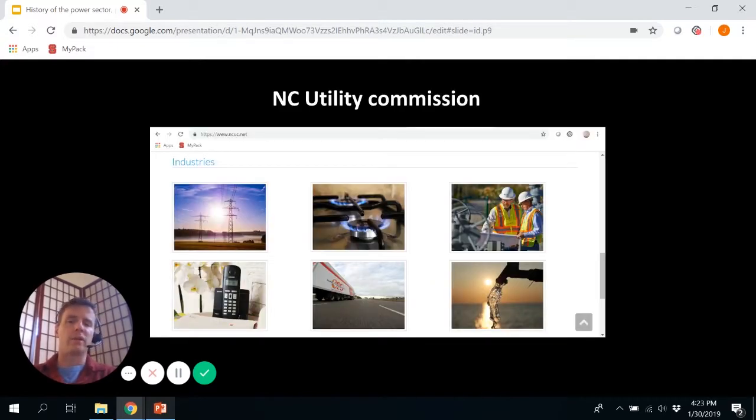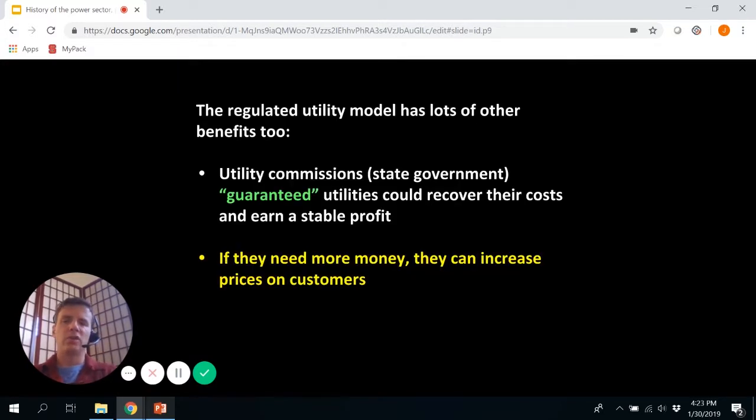And in North Carolina, the regulatory body that is in charge of overseeing the decisions that Duke Energy makes about building new infrastructure, as well as the decisions that Duke Energy makes about setting prices for electricity for retail consumers, is the North Carolina Public Utility Commission. So this regulated utility model, in other words, the whole idea of allowing utilities to operate as monopolies and protecting them from competition, and regulating them using these utility commissions, these public bodies, had lots of other benefits too.